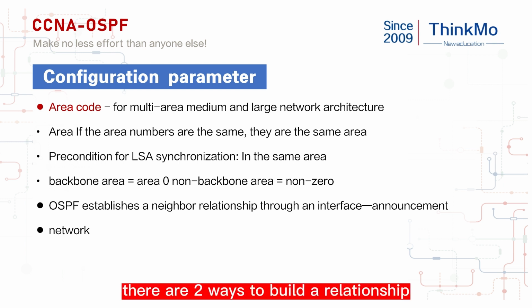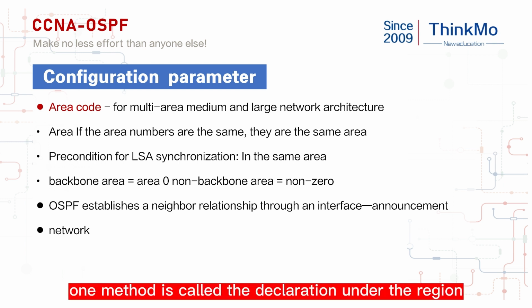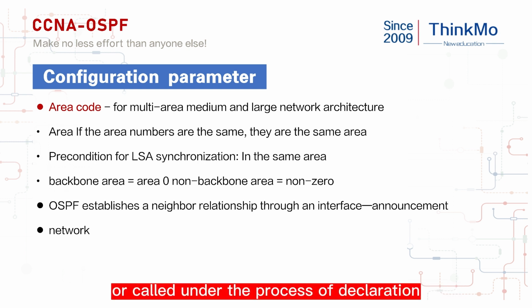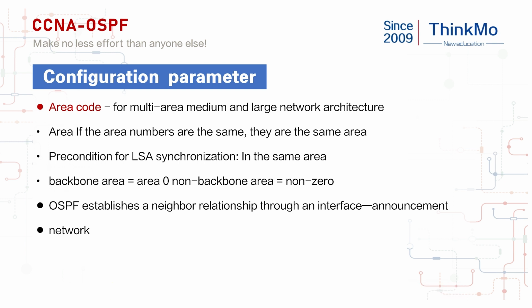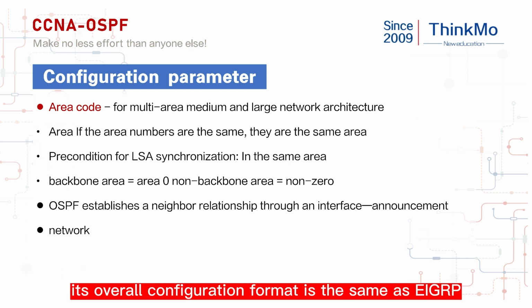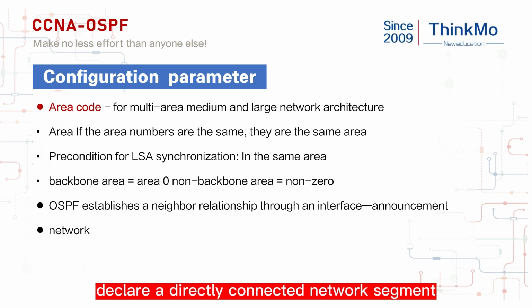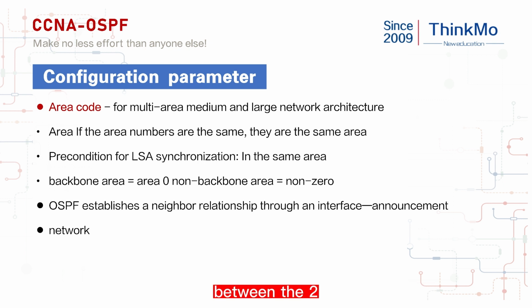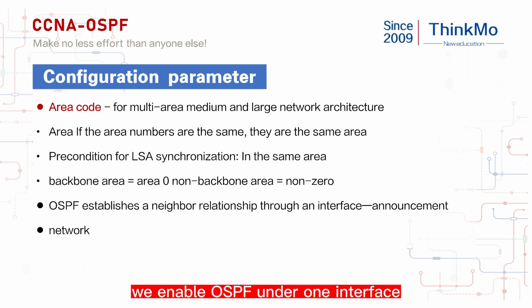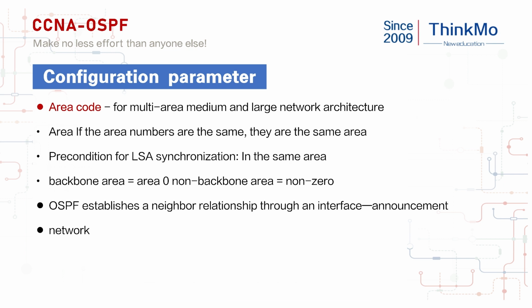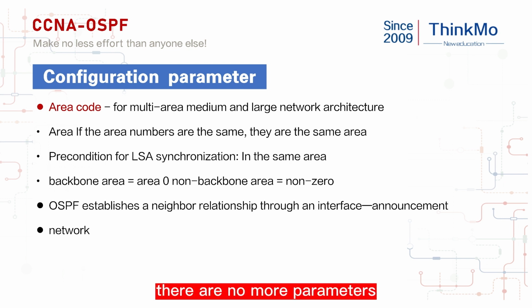There are two ways to build a relationship. One method is called the declaration under the area, or called the declaration under the process. Its overall configuration format is the same as EIGRP. Declare a directly connected network segment, followed by a wildcard mask. At this stage, we can understand it as the anti-mask. Or, we enable OSPF under one interface. It is also equivalent to declaring it. These are two different ways. In fact, there are no more parameters.